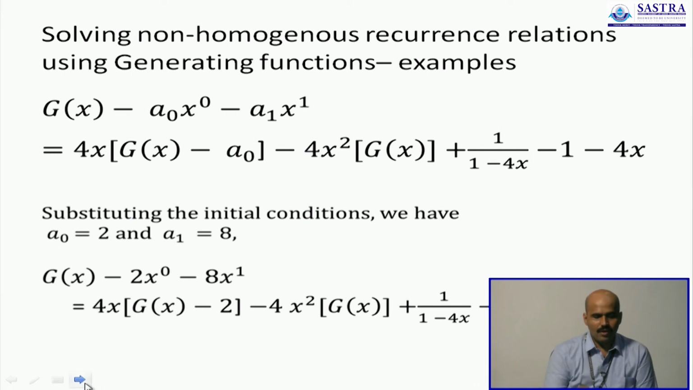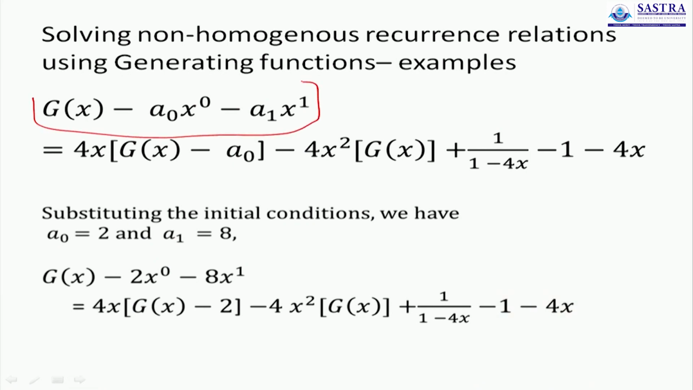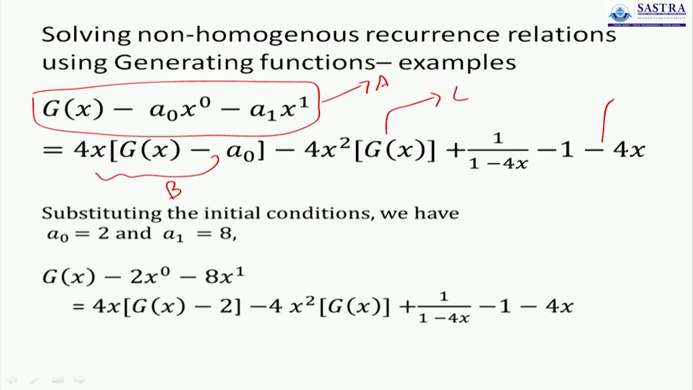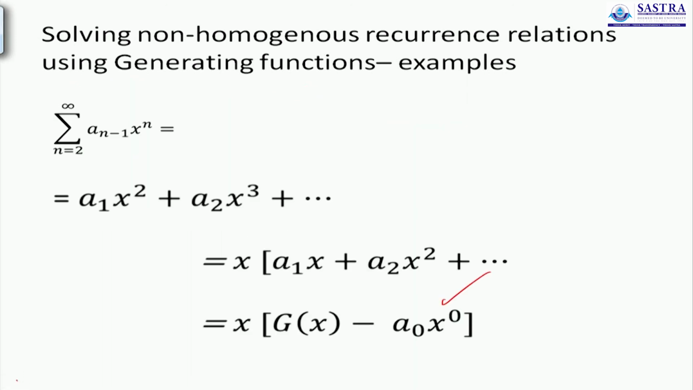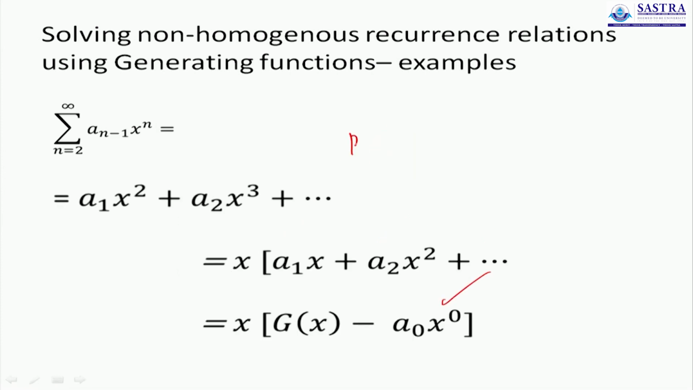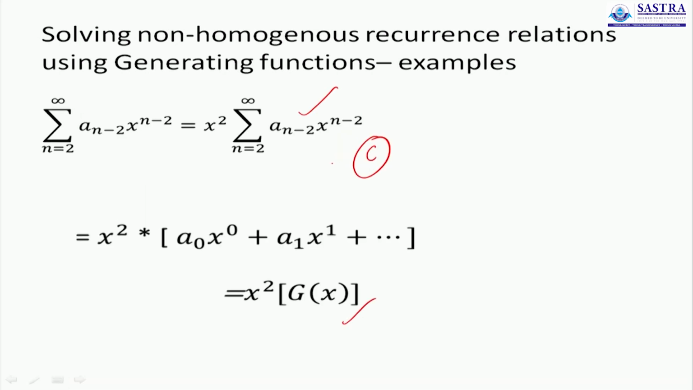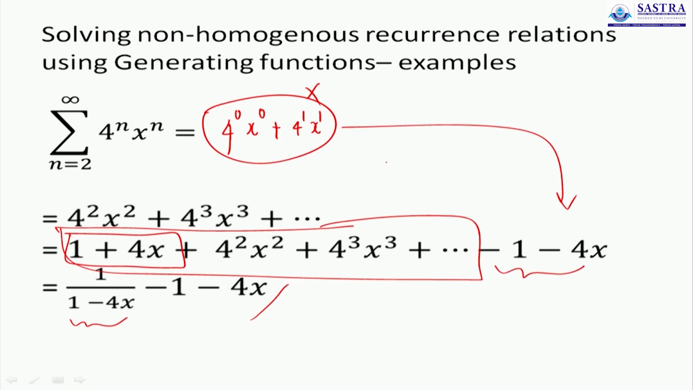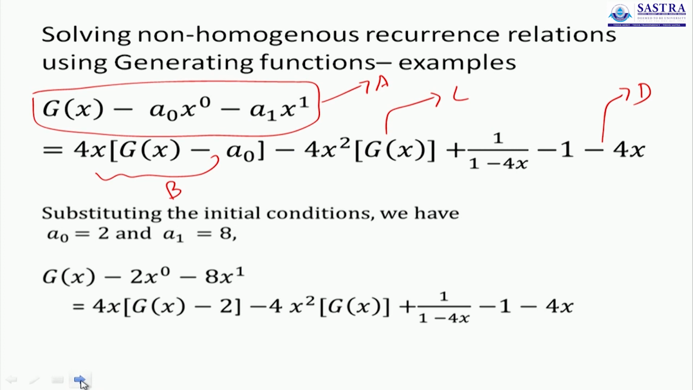So that's what I have. This is the one, g of x minus a naught x power 0 minus a1 x, and this is the first summation a, this is the second summation b, the third one c, and the last one d. A is what we saw 4 screens back. This was a, this was b, this was c, and this was d. So all a, b, c and d.